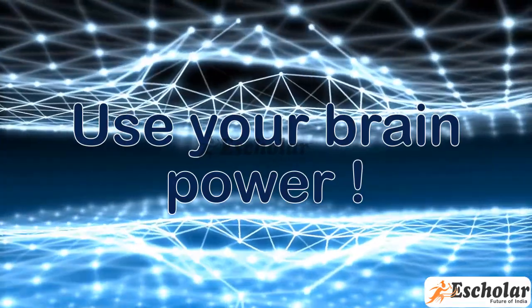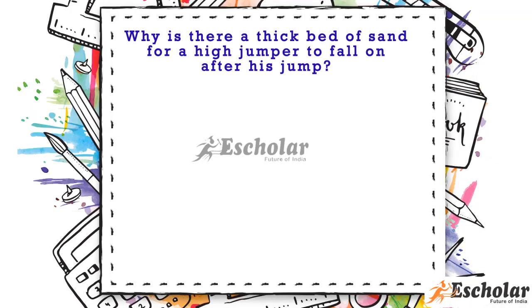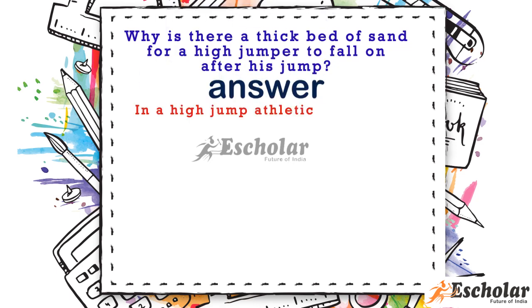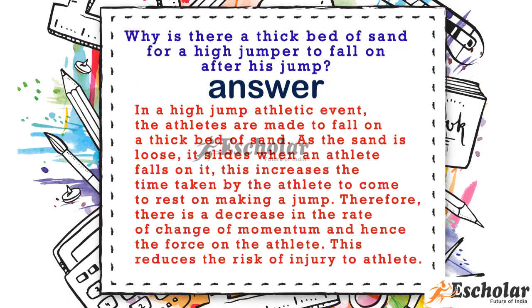Use your brain power. Why is there a thick bed of sand for a high jumper to fall on after his jump? Answer. In a high jump athletic event, the athletes are made to fall on a thick bed of sand. As the sand is loose, it slides when an athlete falls on it. This increases the time taken by the athlete to come to rest on making a jump. Therefore, there is a decrease in the rate of change of momentum and hence the force on the athlete. This reduces the risk of injury to the athlete.